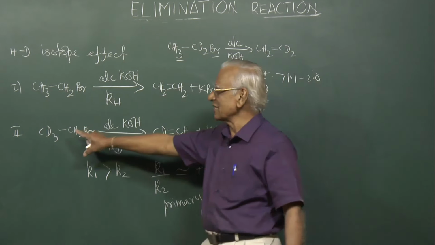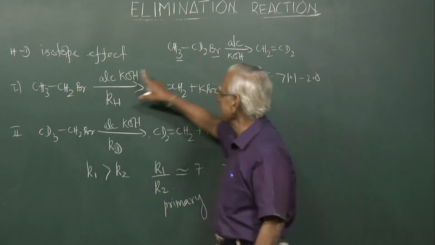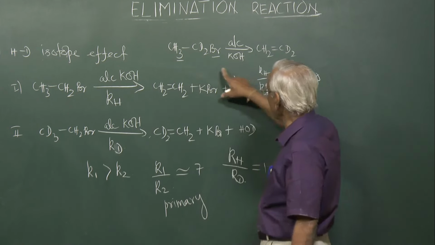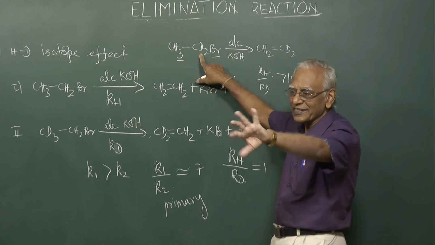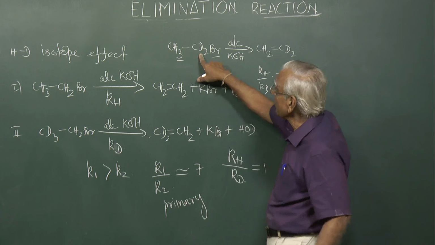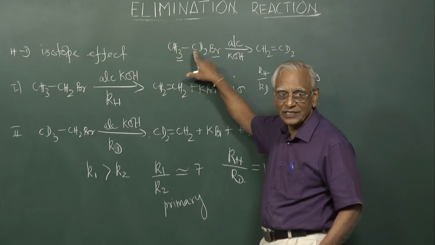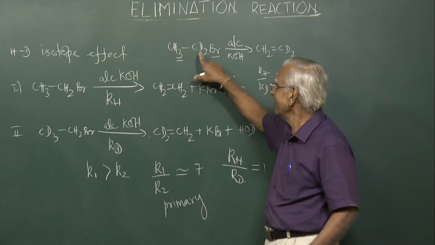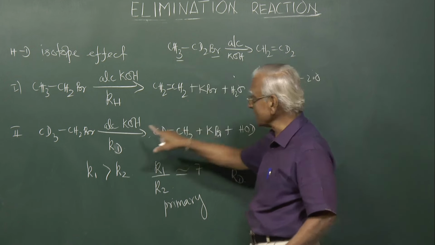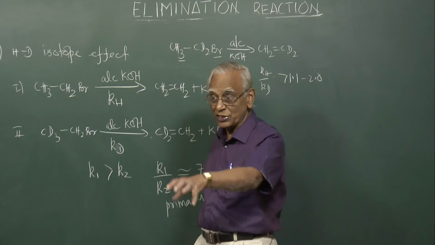Whenever deuterium is broken in the RDS, that is the primary isotope effect. Here we are not coming anywhere near this alpha deuterium, isn't it? But the presence of deuterium will definitely, please listen, affect the carbon bromine bond. Would you expect any change in the bond dissociation enthalpy of this carbon bromine bond? Yes.